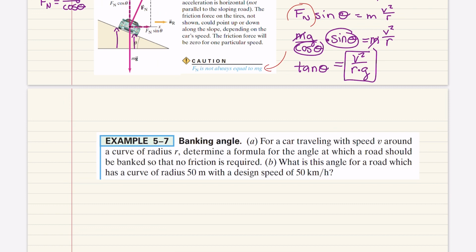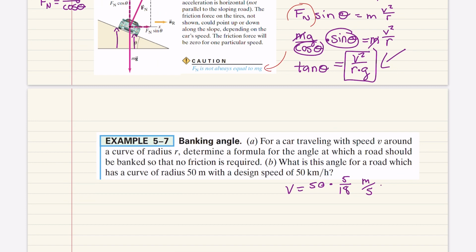So then what does B say? B says, what is the angle for a road which has a curve of radius 50 meters and a design speed of 50 kilometers per hour? Let's use the equation we just derived, and let's use the information that was given. It looks like it gave us velocity and radius, and that's all we need. So let's put that velocity in SI units. v is going to be equal to 50 times 5 over 18 meters per second. That 5 over 18 is the conversion factor from kilometers per hour to meters per second. So let me just do 50 times 5 and then divided by 18.